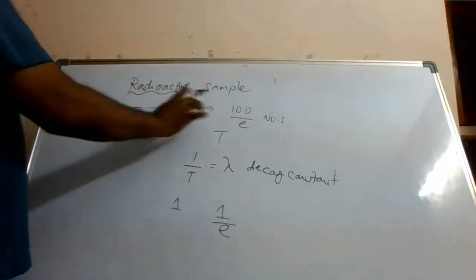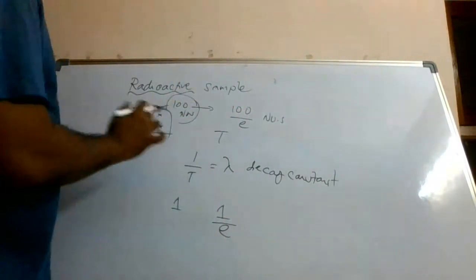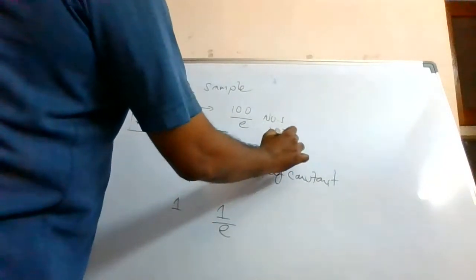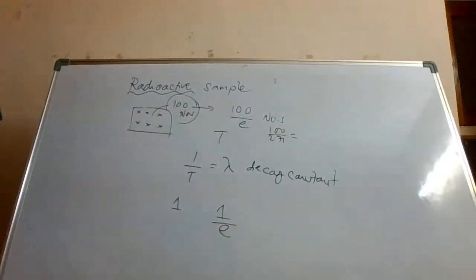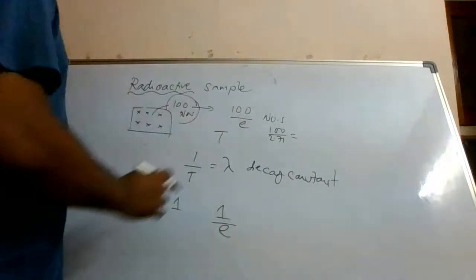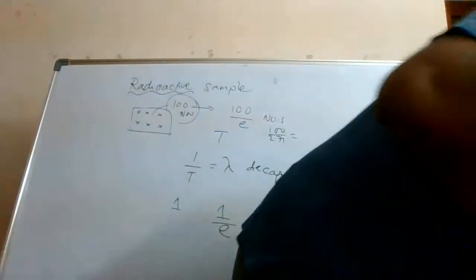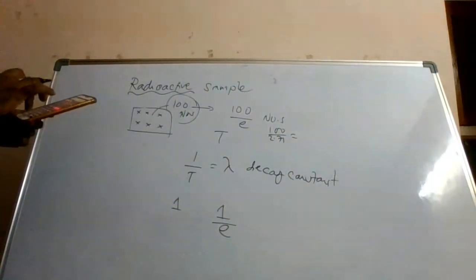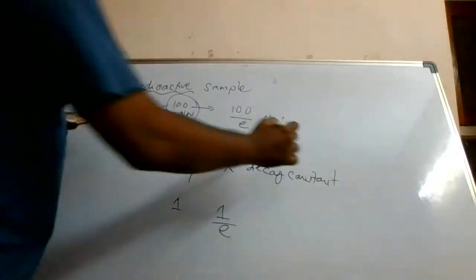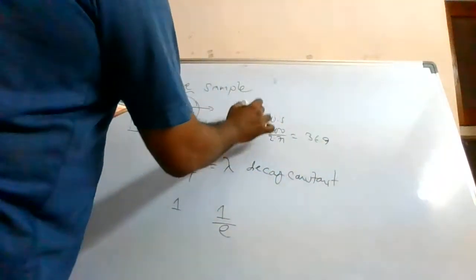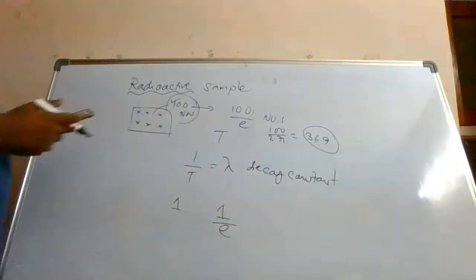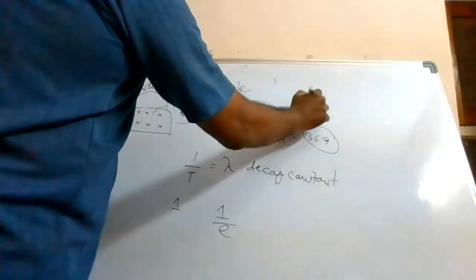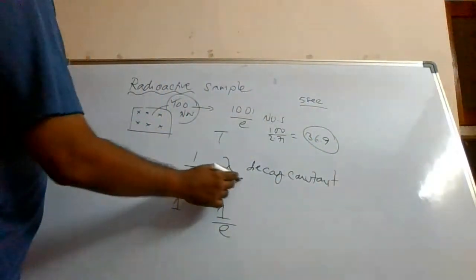So from 100 to 100 by e, 100 numbers became 100 by e. What is the value of e? 2.71. So 100 divided by 2.71, let us say, you get some number over here. Let me calculate. It is 36.9. Original was this, now remaining is this. It must have taken some time, let us say 5 seconds. Alright, so what is the decay constant? 1 upon 5.